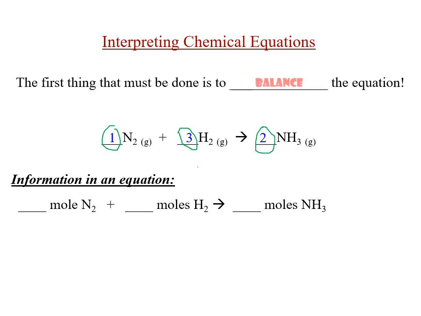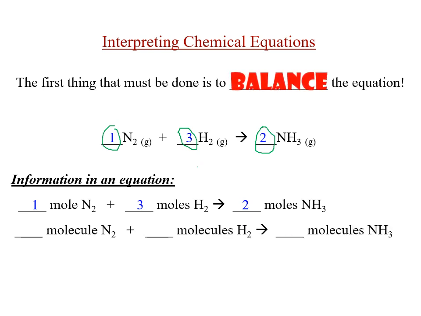That tells us that 1 mole of nitrogen is going to react with 3 moles of hydrogen and produce 2 moles of ammonia. Very simple. That is the first way we're going to interpret.